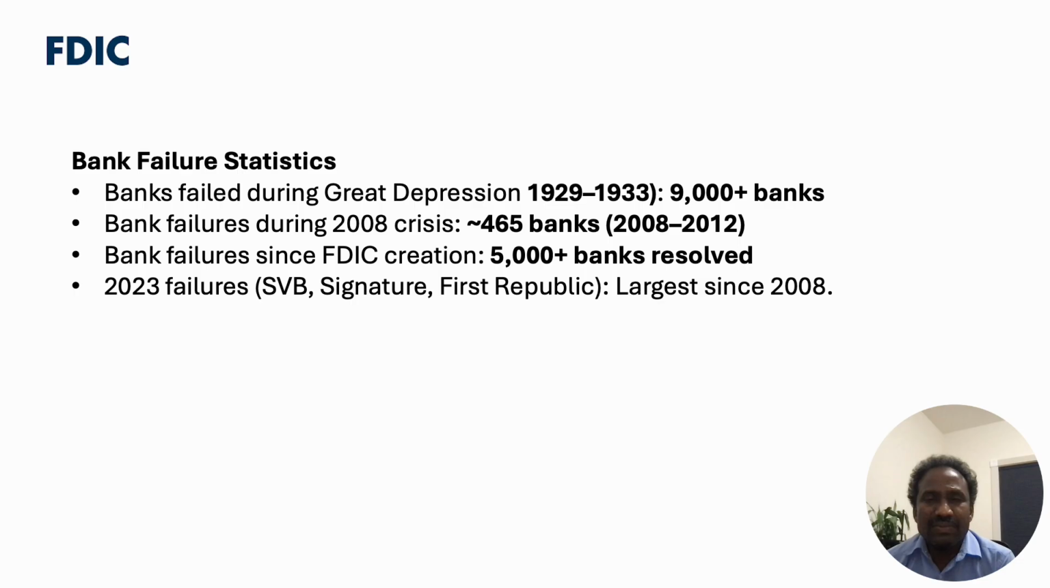Okay, then 465 I gave in 2008. And every year it keeps on running. It's not a crisis in between, but small failures happen. One or two banks, or like 10 banks, keep on closing. So since the FDIC was created, as of today, almost 5,000 banks have failed. And recently in 2023 also Silicon Valley Bank, Republic Bank, Signature Bank, so many things. Okay, so these are the closure statistics.